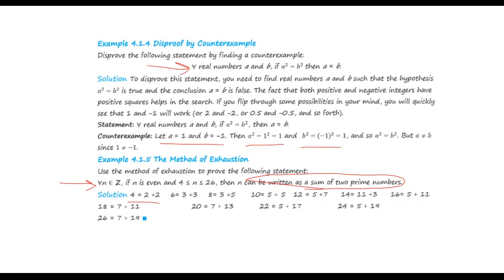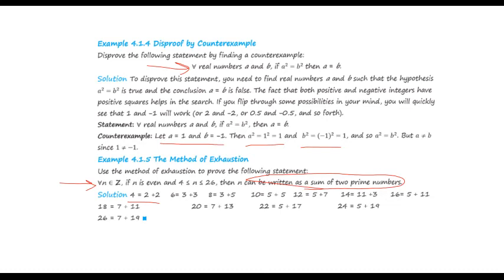8 can be written as 3 plus 5, that's true. How about 10? 10 is equal to 5 plus 5, true. 12 is equal to 5 plus 7, true. 14 is equal to 11 plus 3, that's also true. 16 is 5 plus 11, 18 is 7 plus 11, 20 is 7 plus 13, 22 is 5 plus 17, 24 is 5 plus 19, and 26 is 7 plus 19. So we use the method of exhaustion to prove that a universal conditional statement is true.